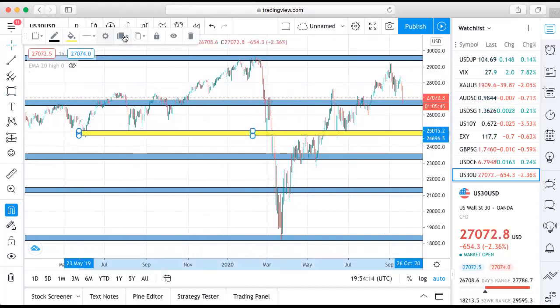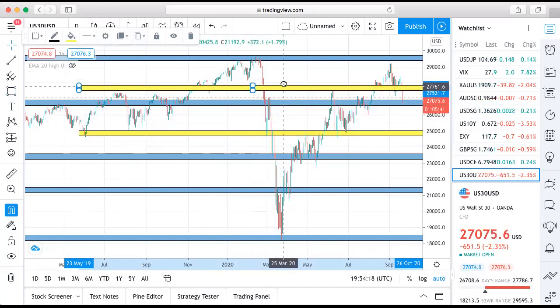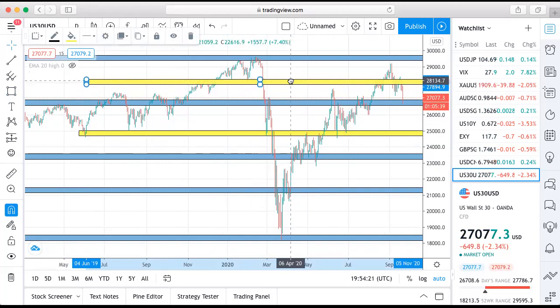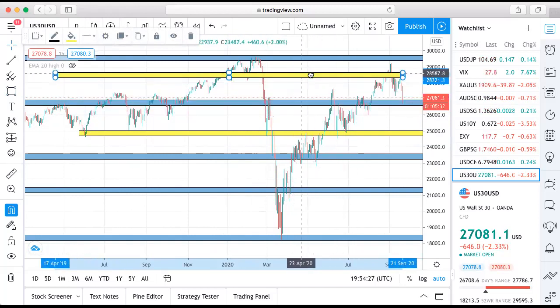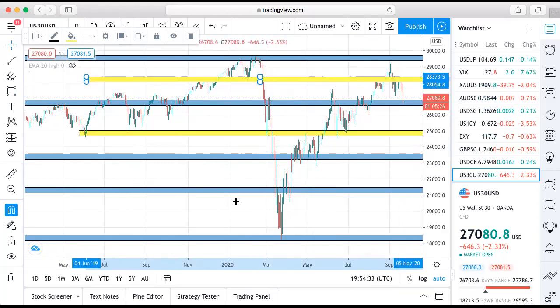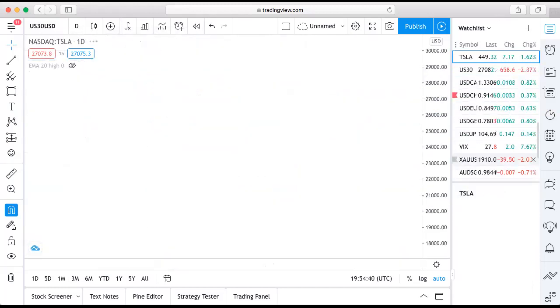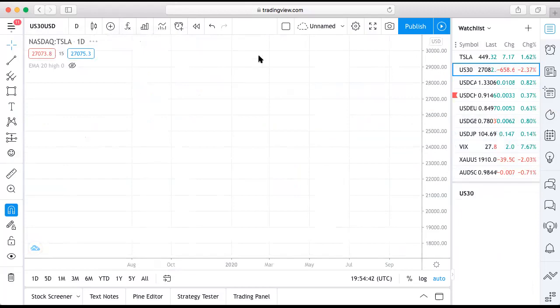So I have this. I could clone this also, and I can move this here. Now you can see there's another zone right here. Now looking at this, you can see there's a very good zone here, minor zone. Okay, so this is what I have. Now if I go on my usual US30 analysis, that is how I got all this spot I have here.